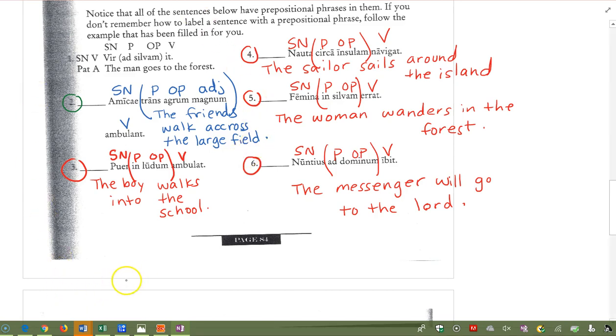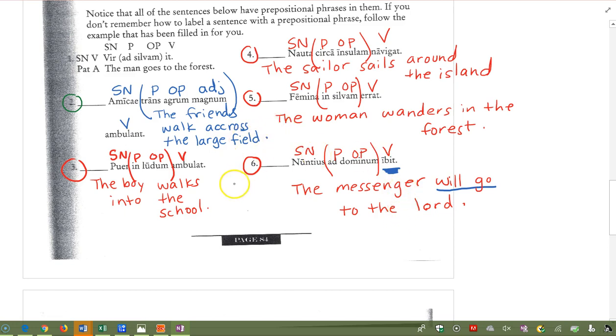The only thing that is slightly weird in these corrections is that we've got the word ibit, and ibit is our irregular eo, ire, it is, so that is a future tense, will go. So that's a little bit different. But pause it right here, take some time to correct this. This part should have really been easy.